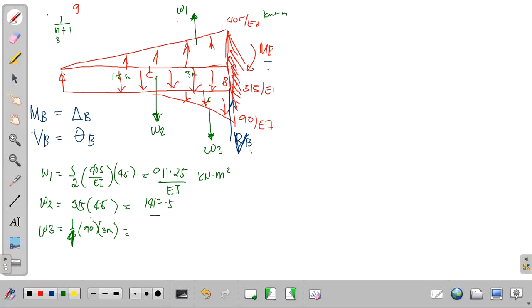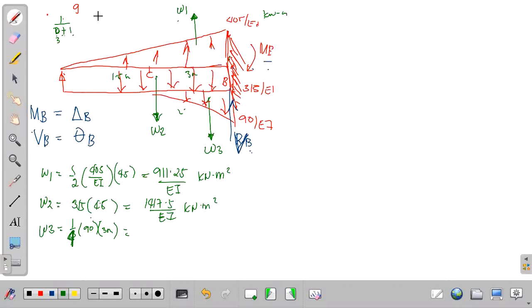So we have 1417.5 over EI kilonewton meter square. Okay? And for the W3, remember, for solving the area of a curve of third degree, second degree, this is 1 over n plus 1, where n is the degree of the curve. If it's second degree, it becomes 1/3 of 90 times 3. Okay? That is for area.